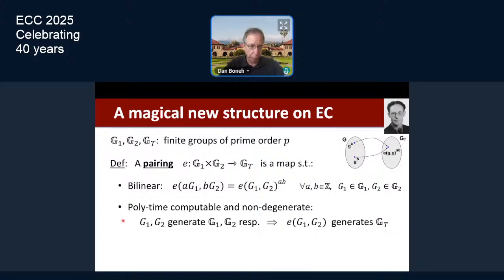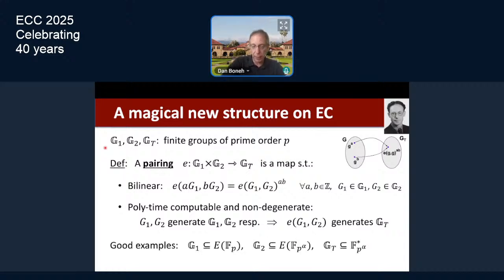And of course, what's important for us is that the discrete log problem is hard in these groups, G1, G2, and GT, and that kind of makes it cryptographically interesting. What's interesting is the best examples for pairings that we have today actually come from these elliptic curves.